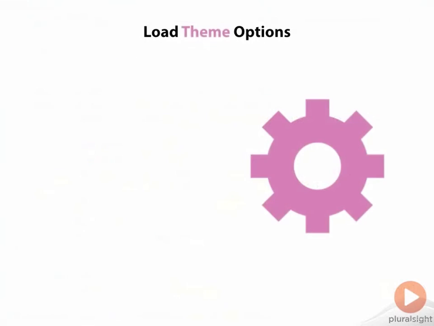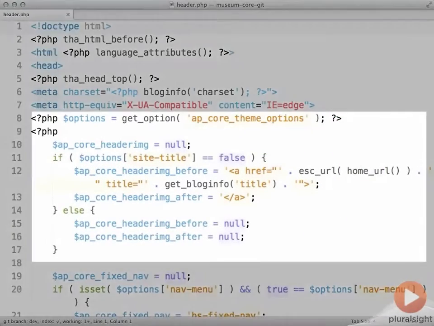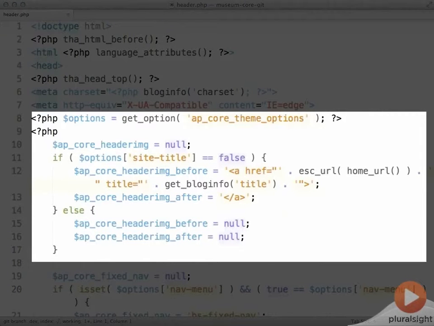Now I'm getting the theme option settings with the getOption function. This time I'm concerned with the site title value. If the site title has been set to false, I'm going to link the header image to the site home like a logo or header banner, so I set up a link in a before and after variable. If it's not false, meaning we are displaying the site title, I set those variables to null.